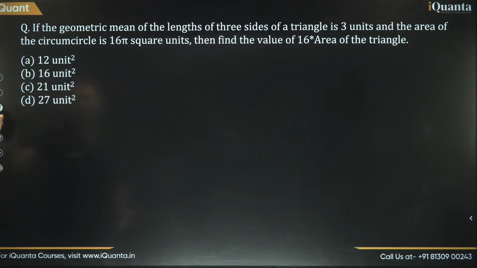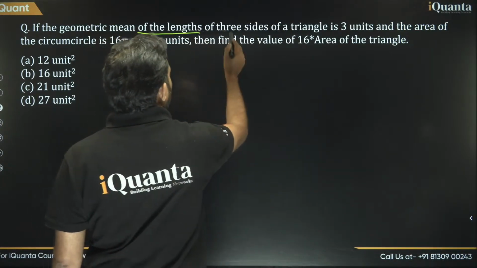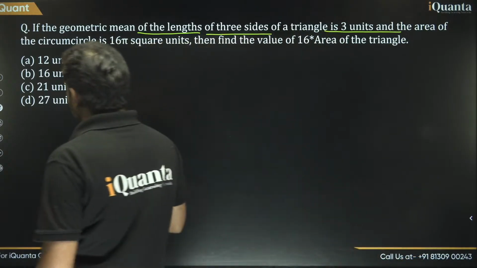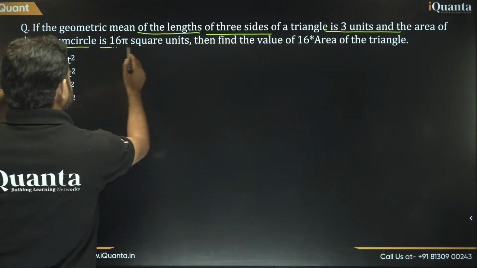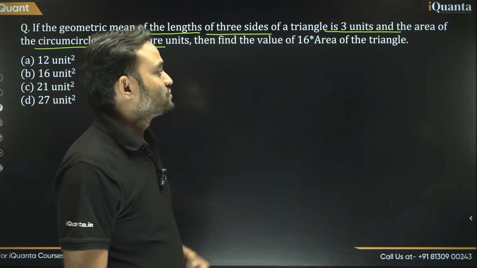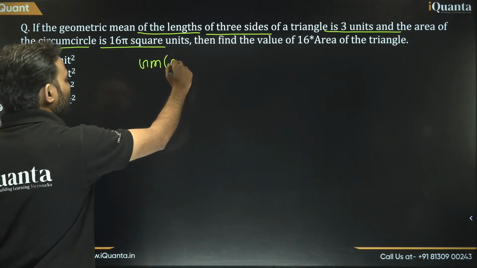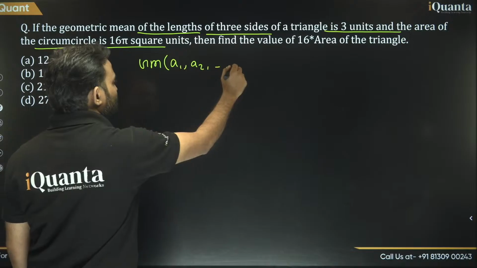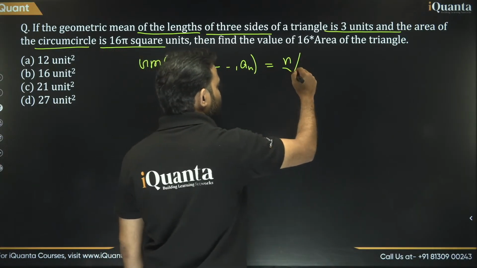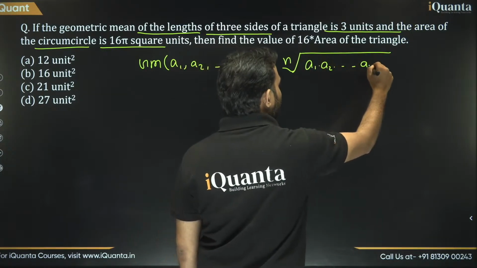Okay, this is a very interesting question. It says if the geometric mean of the lengths of the 3 sides of a triangle is 3 units and the area of the circumcircle is 16 pi square units, then find the value of 16 times the area of the triangle. The geometric mean of a1, a2, up to an: what is the geometric mean of n positive numbers? It is the nth root of a1 into a2 till an. This is the geometric mean.